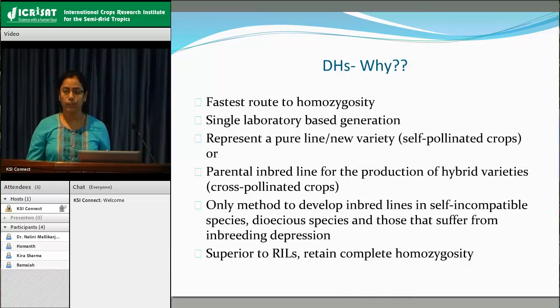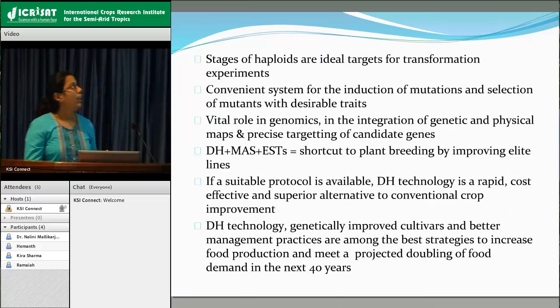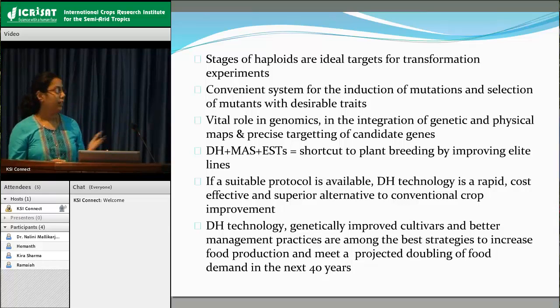And double haploids are also superior to recombinant inbred lines because most of the RILs do not retain the homozygosity in spite of many generations of selfing. And double haploids, along with marker-assisted selection and expressed sequence tags, is the shortcut to plant breeding, and you could improve a lot of elite lines. And I think it is the best among the best strategies to increase food production in the next 40 years.